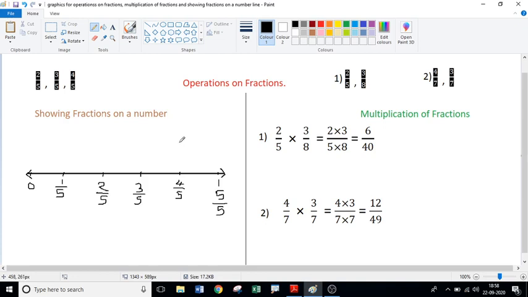Now which numbers did we have to indicate? We had to indicate 2 upon 5, 3 upon 5 and 4 upon 5. So this is, I'll take another color, 2 upon 5, 3 upon 5 and 4 upon 5. So these are our 3 numbers. Okay children, hope you understand.